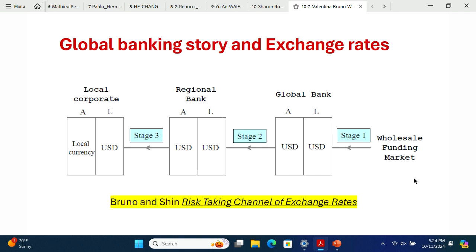Now, when the dollar is weak, the tail risk is lower, and this creates spare lending capacity at the value at risk constraints. And there is a huge supply. And when the wheel turns, it's the other way. And this is something that we call a risk-taking channel of exchange rates.